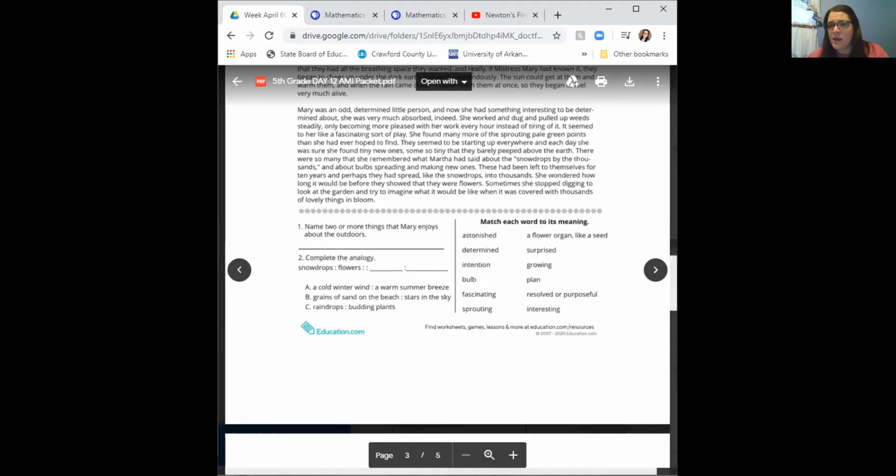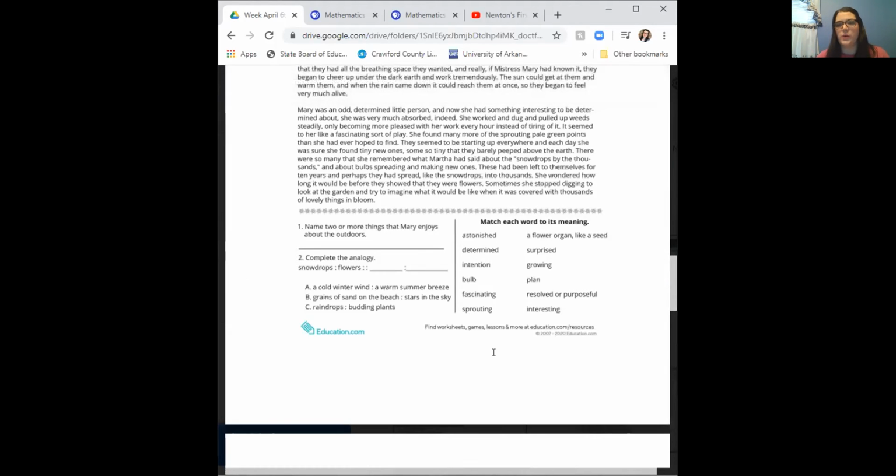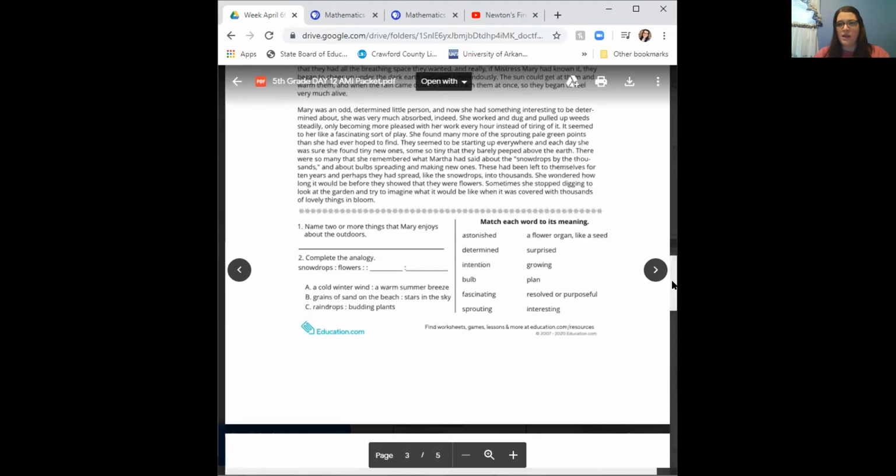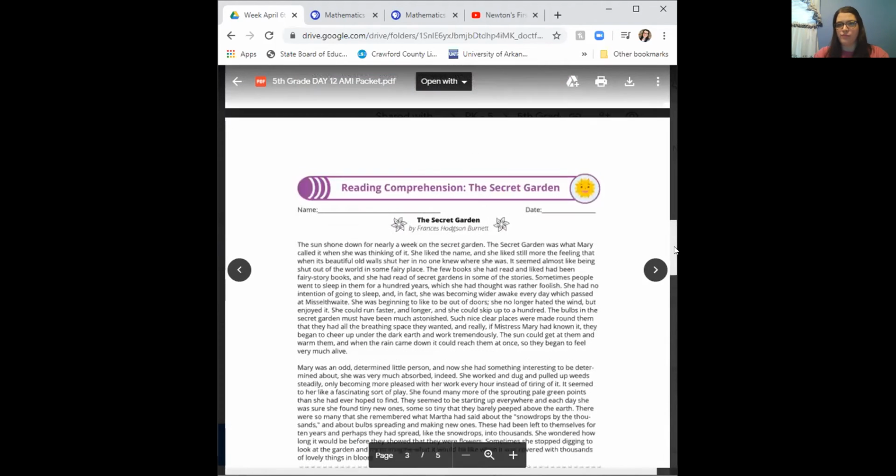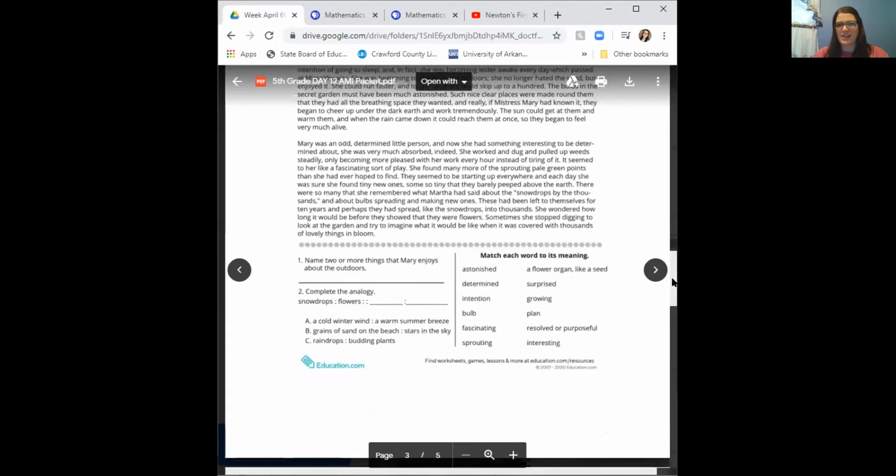Okay, and then the 3rd question is match each word to its meaning. So you're finding the definitions for the words astonished, determined, intention, bold, fascinating, and sprouting. So you just match the word to its definition. So if you choose to do that as your option 3, you read that little passage, answer those 3 questions.